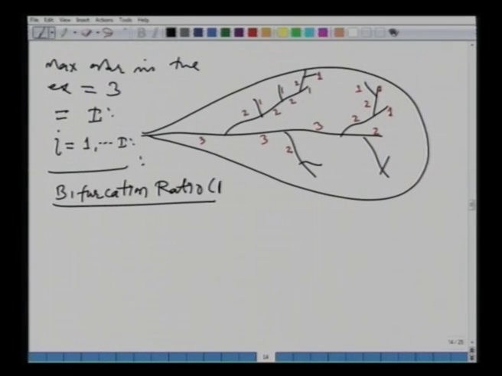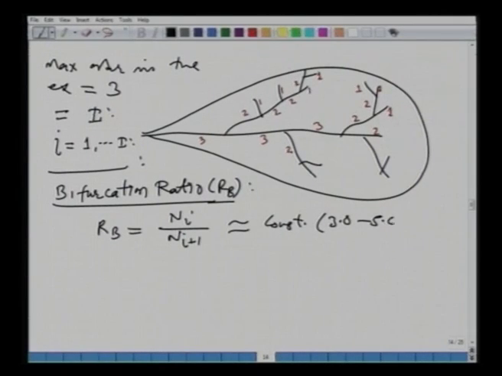It will be denoted as RB, the bifurcation ratio, and this RB is nothing but Ni over Ni plus 1, and people have found out that this is a constant and it ranges between 3.0 to 5.0. But let me first define what is Ni. As it suggests, it is the number of channels of what? Of order I, which we have just defined above in the catchment.